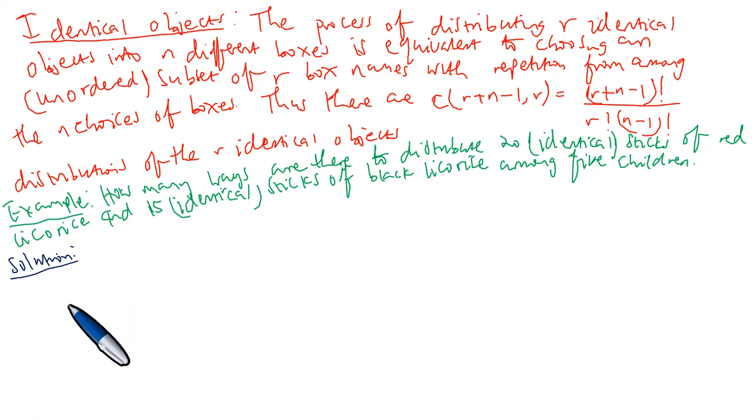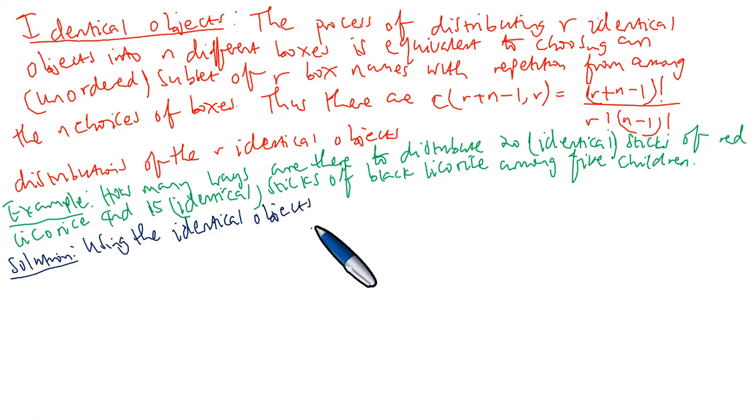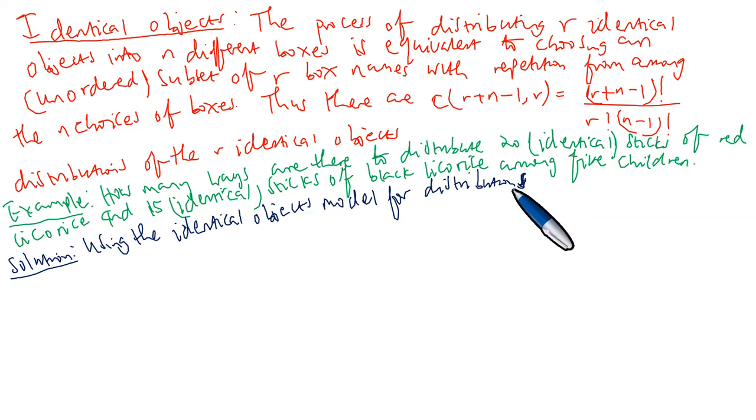Right, we're using a model here, the identical objects model of distributions. It's just a model we are using. So for distributions, what do we do? We see that the ways to distribute 20 identical sticks of red liquorice among the five children can be seen as equal to the ways to select a collection of 20 names for the 20 identical sticks.